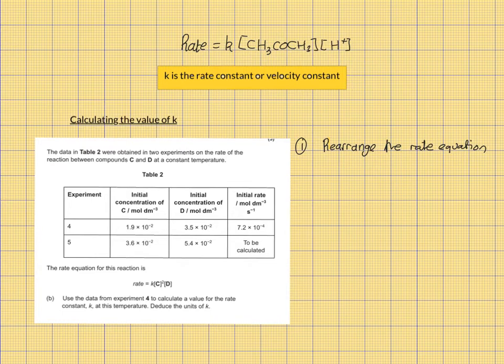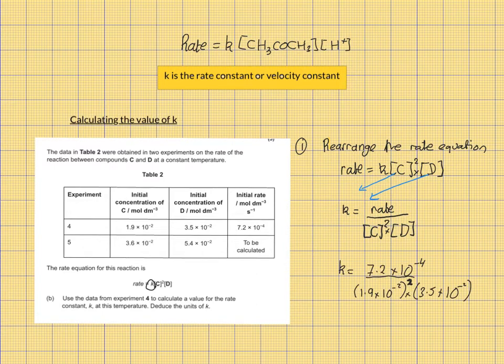First thing you need to do is to rearrange the rate equation. So we have here our rate equation, and we need to isolate K to get K on its own. So we need to take the concentrations of C and D and divide both sides by the concentrations of C and D to isolate K and get K on its own. Make sure you can rearrange simple rate equations. So now we have isolated K, and it's the rate divided by the concentration of C squared and the concentration of D from experiment 4.